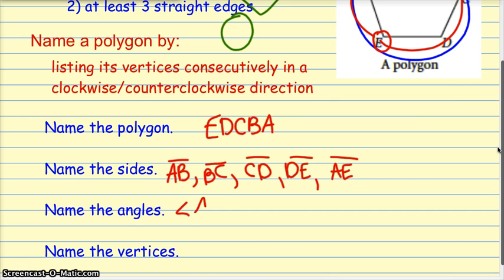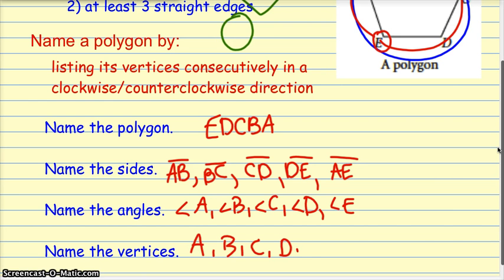Angles: angle A, angle B, angle C, angle D, angle E. Since this is a pentagon, it has 5 sides, it has 5 angles. The vertices are the points, so no angle symbols needed here. We're just talking about the physical vertex where the 2 sides come together, so that point.